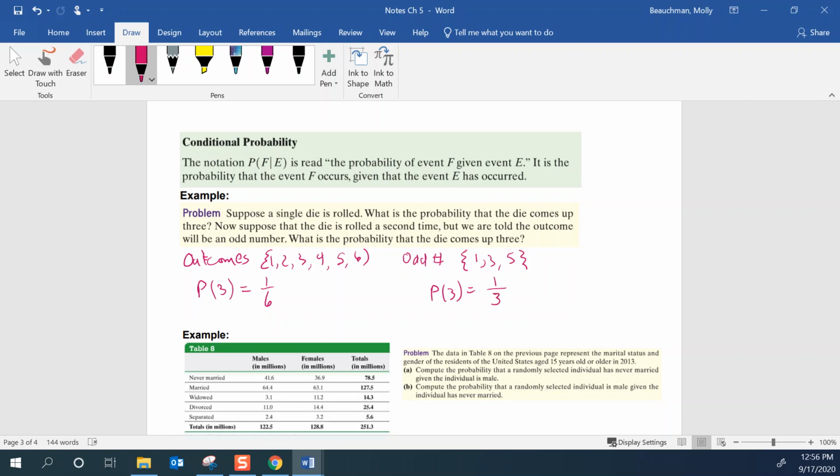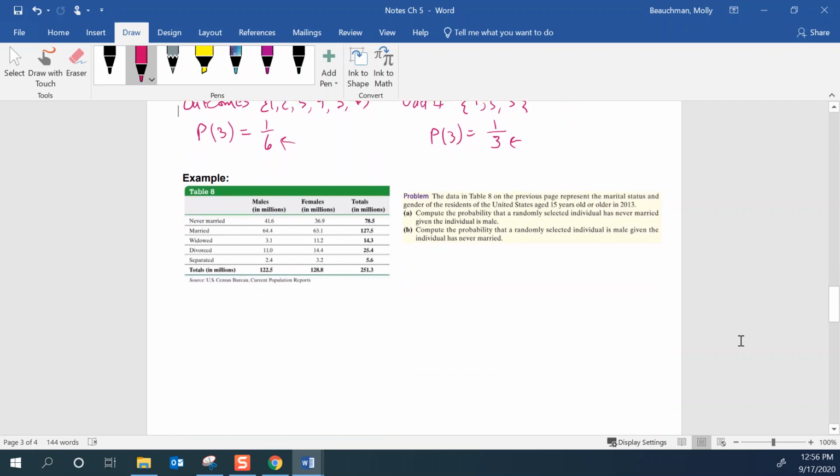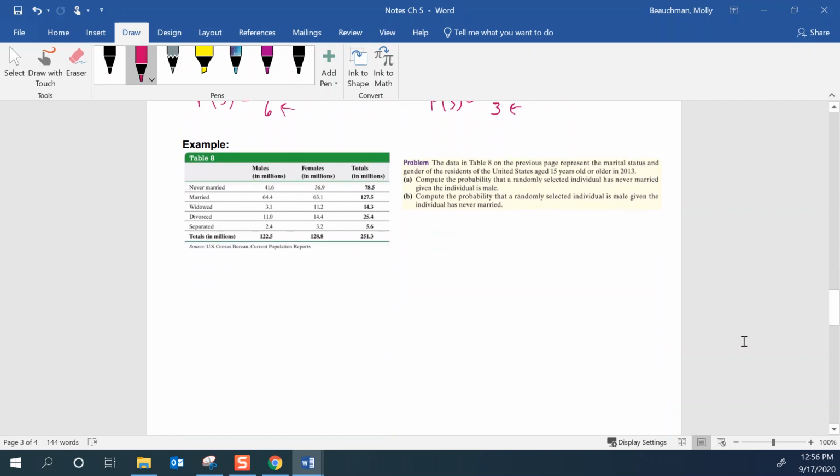So the conditional probability affects the total. You're given more information, so it affects the sample space or the total. Next, we're going to use the same table that we did in the previous example and look at how this works when you're given a table.